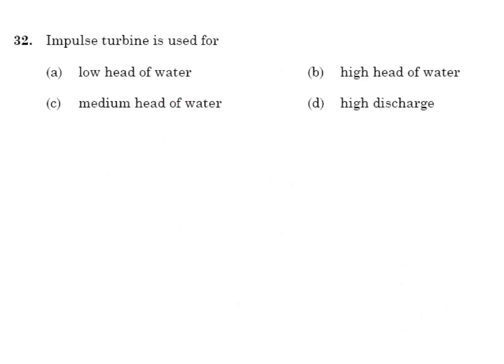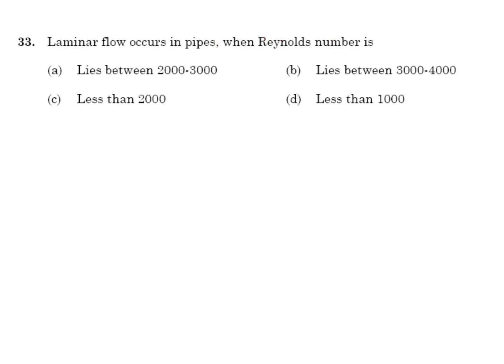The impulse turbine is used for high head. An example is the Pelton wheel. This impulse turbine is used for high head and low discharge. B is your correct answer. Next, laminar flow occurs in a pipe when Reynolds number Re is less than 2000. C is your correct answer.